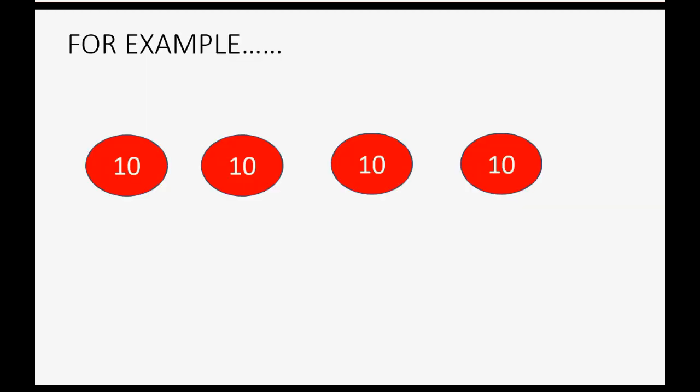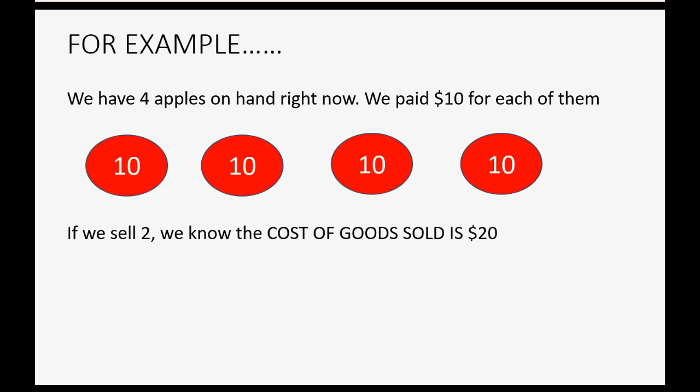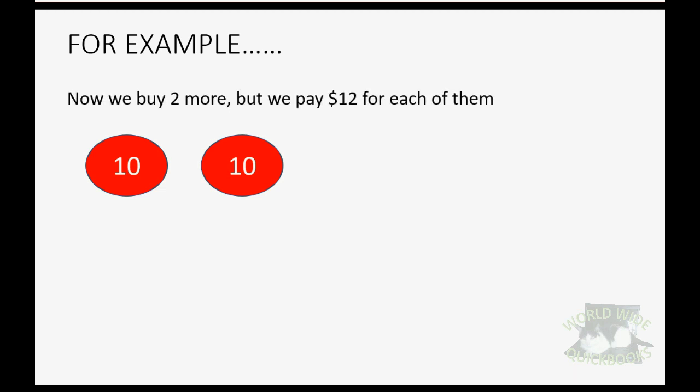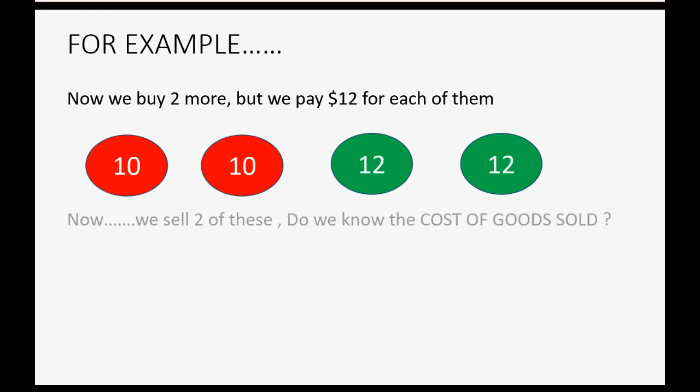For example, let's imagine we start off with 4 apples in our inventory that we paid $10 each to buy. Now, if we sell 2 of them, we know the cost of goods sold is $20 because we know for sure we paid $10 each for the 2 apples that just went out. But now we buy 2 more and we pay $12 each for the 2 new ones that we just bought.